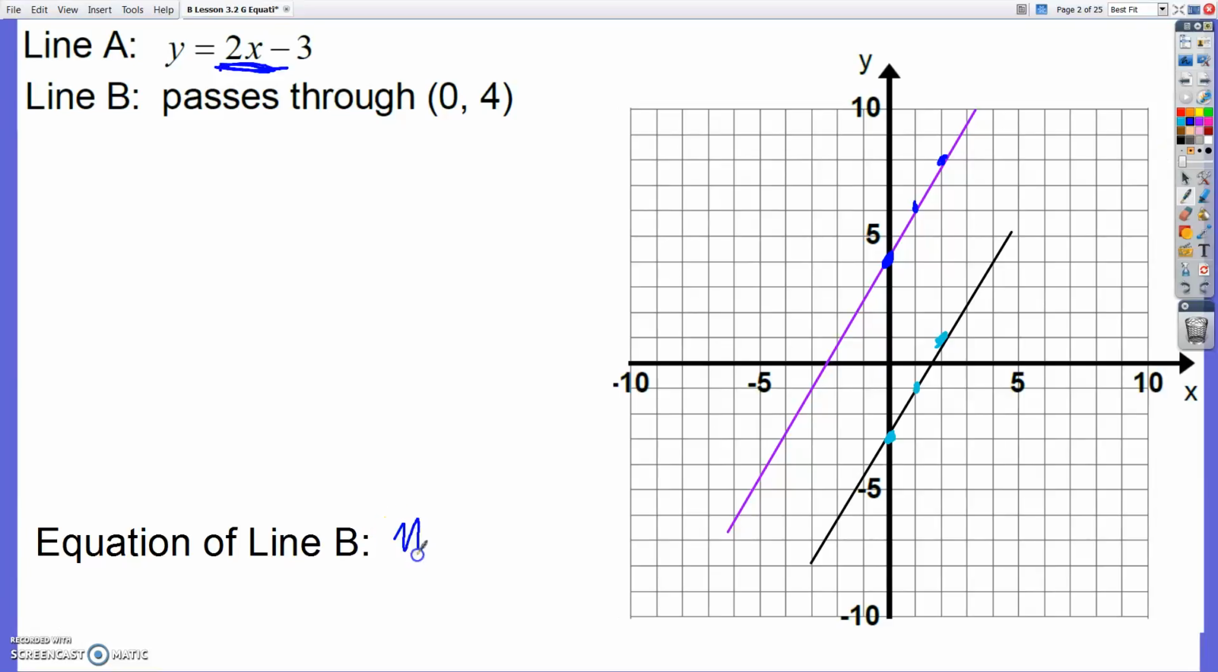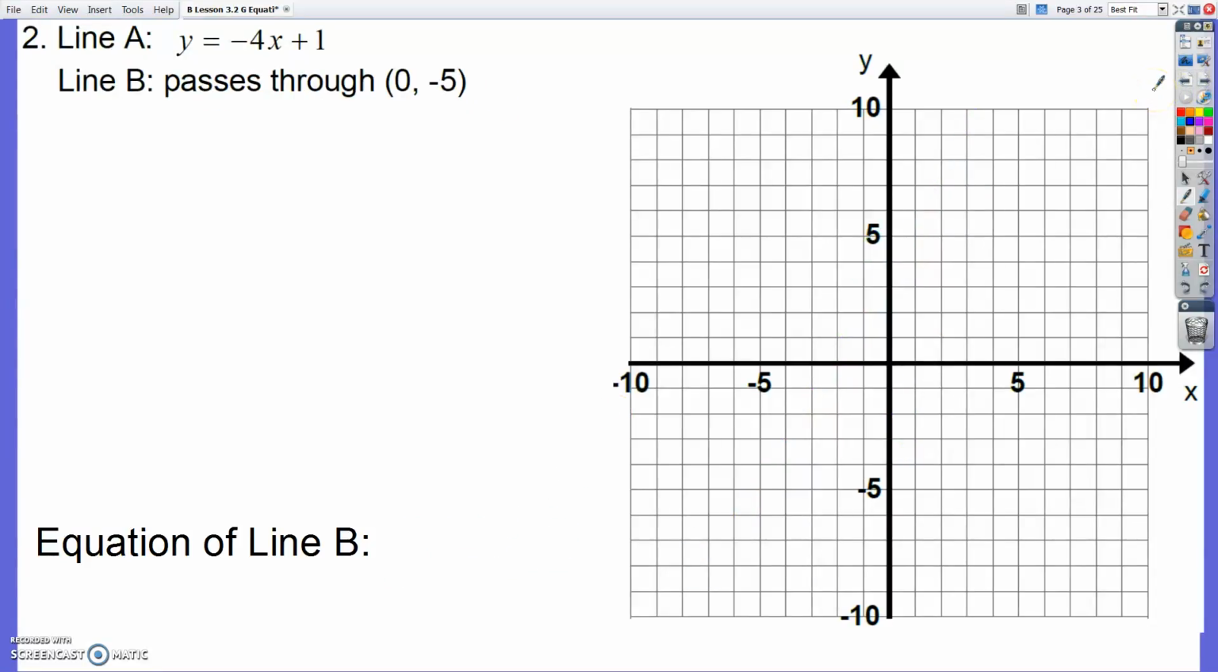So remember, the slope is going to be the same. So these both have a slope of 2. The difference is the y-intercept. On line A, it was negative 3. Well, on my new one, it's positive 4. I'm just going to write it plus 4. These two lines are my parallel lines. Once again, they have the same slope, but different y-intercept.